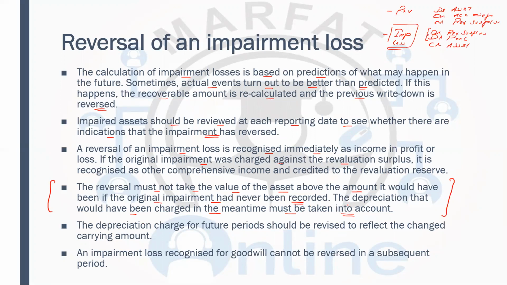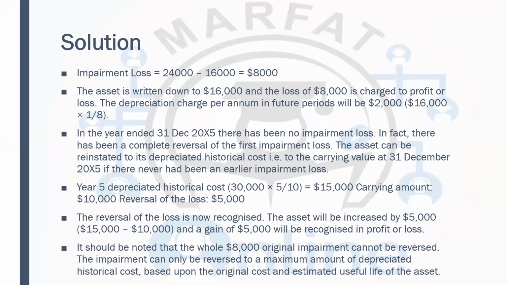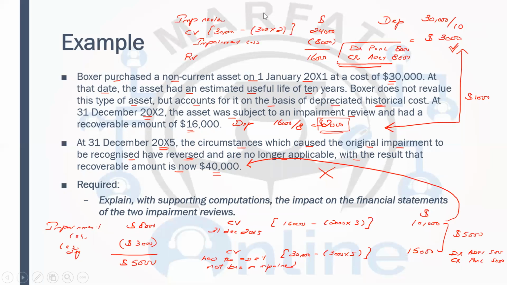And the next lines are very important. The depreciation that would have been charged in the meantime must be taken into account, that every year due to this impairment, you are charging less depreciation of 1,000. Now this less depreciation of 1,000 every year was recorded in fact as an income. So that is why we are not reversing 8,000 directly. We are doing it 5,000 because 3,000 has already been reversed in the form of the reduced depreciation. So this is one of the most important concepts within IAS 36, which is reversal of an impairment loss.